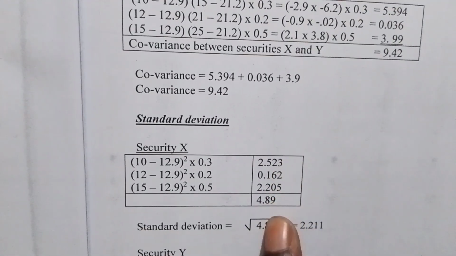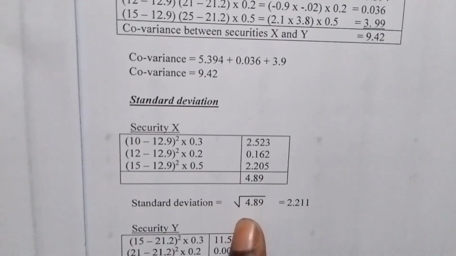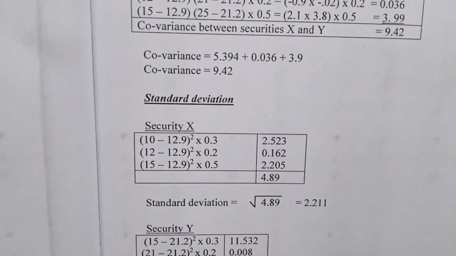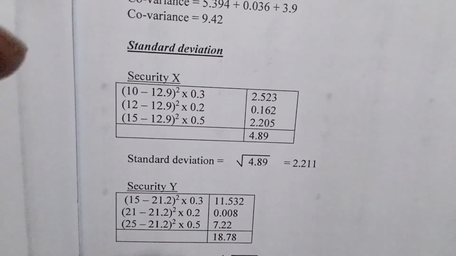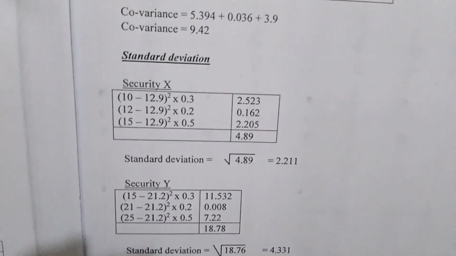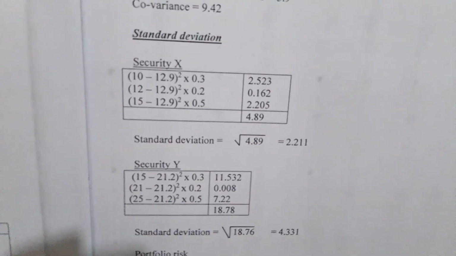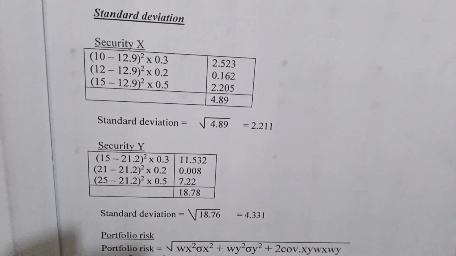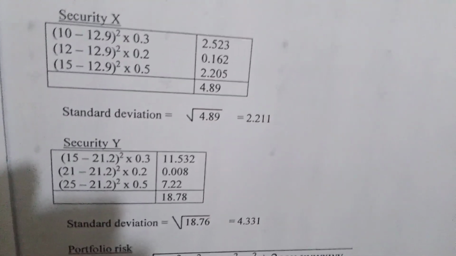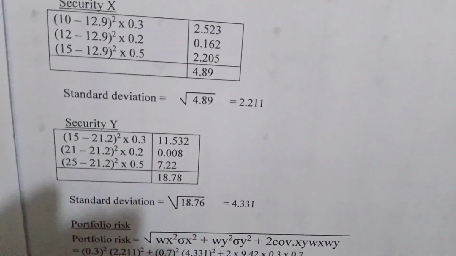And then you sum this up, you get 4.89. Standard deviation is the square root of that, and we get 2.2111. That's the standard deviation for security X. Standard deviation usually measures the risk. The same will apply to security Y.